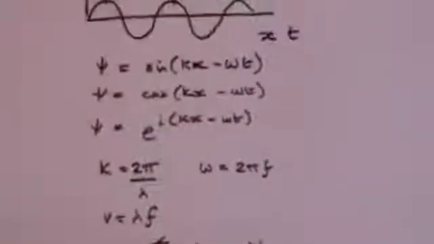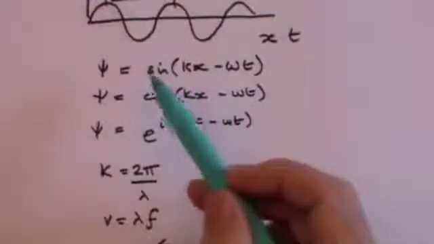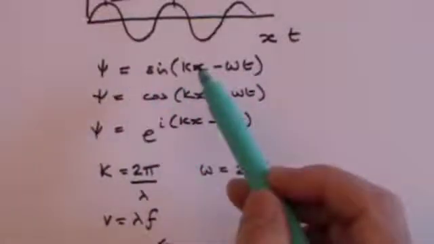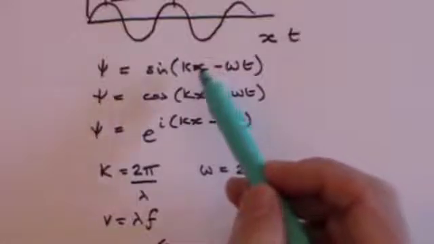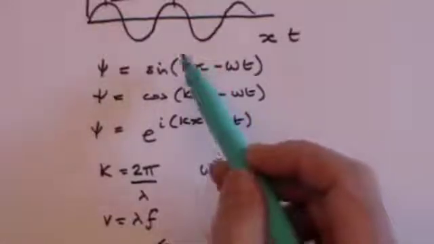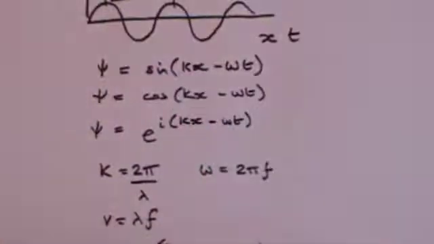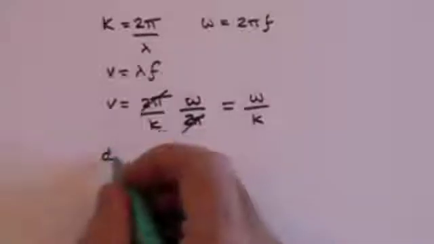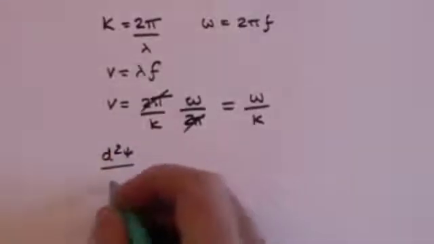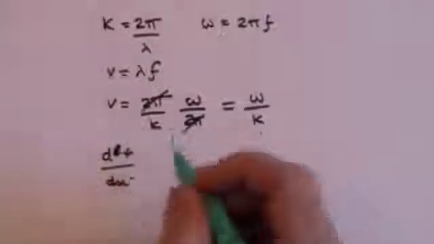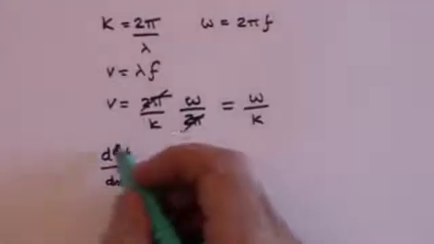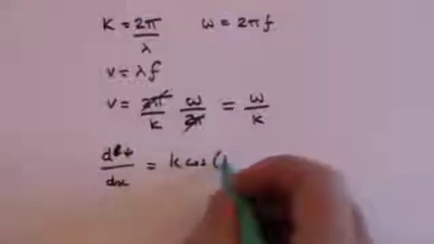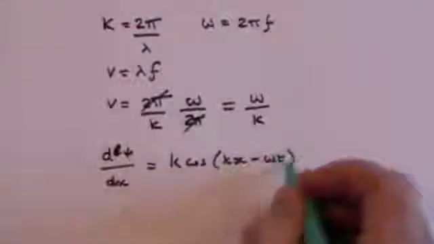Now let's take my original wave equation. I said I was going to use the sine wave term, and I want to differentiate it first with respect to x. If you differentiate with respect to x, you bring the k outside and you change the sine to a cosine term. So d psi by dx, we're just doing one differential at the moment, is equal to k times the cosine of kx minus omega t.